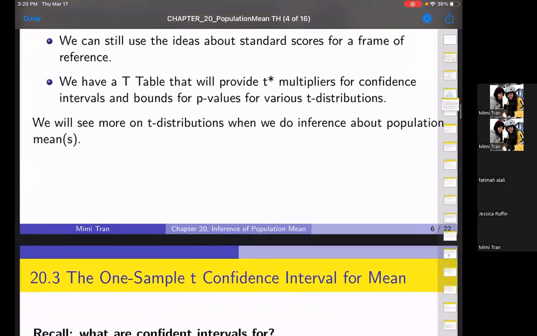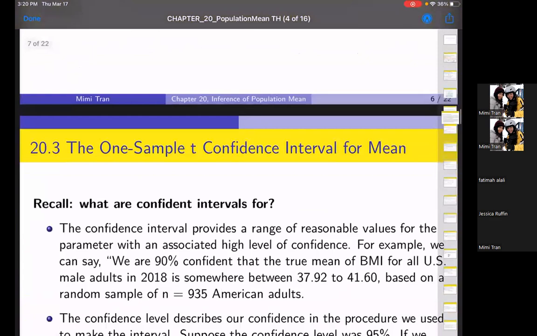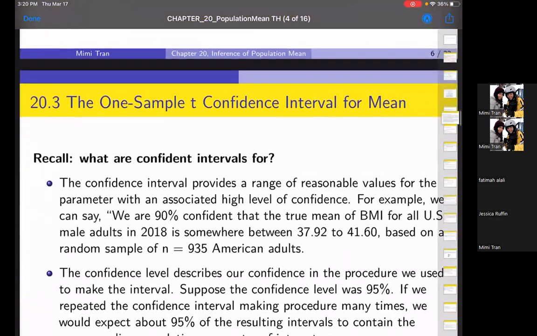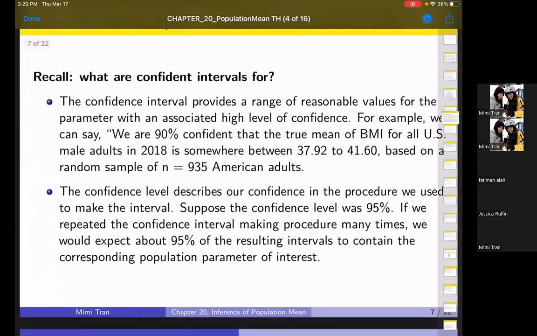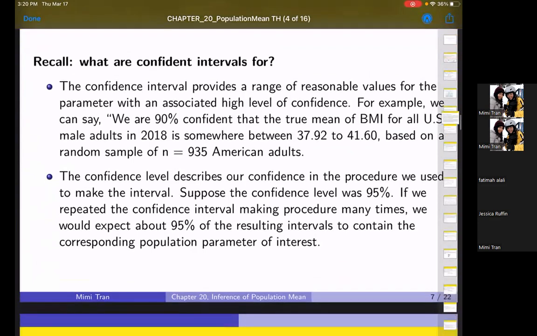By the way, when you look at the T tables, don't mix them up with the Z table. All right. For one population mean, we're going to talk about two things: confidence interval and the hypothesis test. So let's go to the confidence interval first. Remember the confidence interval from last time?